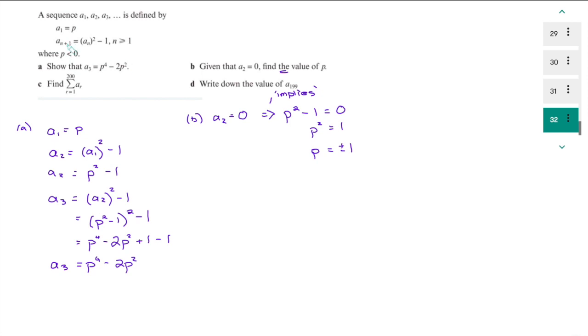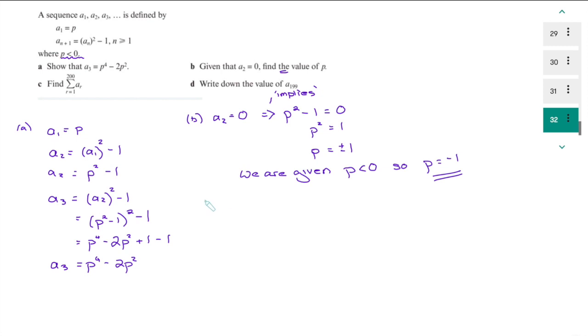Well, we look back here, we've got p is less than 0. Okay? So we are given p is less than 0, so p equals minus 1. Okay? So that's the answer to part B.